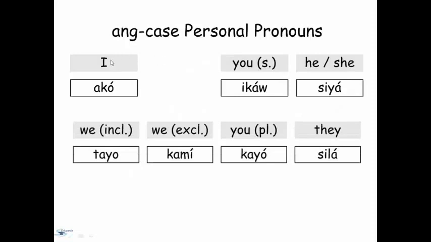We have I, ako. You, for the singular, we have ikaw. You're talking to the other person, he or she, you have siya. Again, for inclusive, we, tayo. For exclusive, we, kami. You, plural form, we have kayo. You're talking to them, to the other person, they, sila.